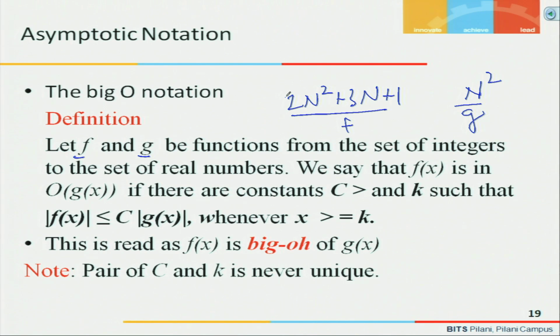So, we have a function from the set of integers to the set of real numbers. We say that f(x) is of order g(x) if there are constants c positive (c bigger than 0) and k such that f(x) is less than or equal to c g(x) whenever x is bigger than or equal to k. Then we say f(x) is big O of g(x).